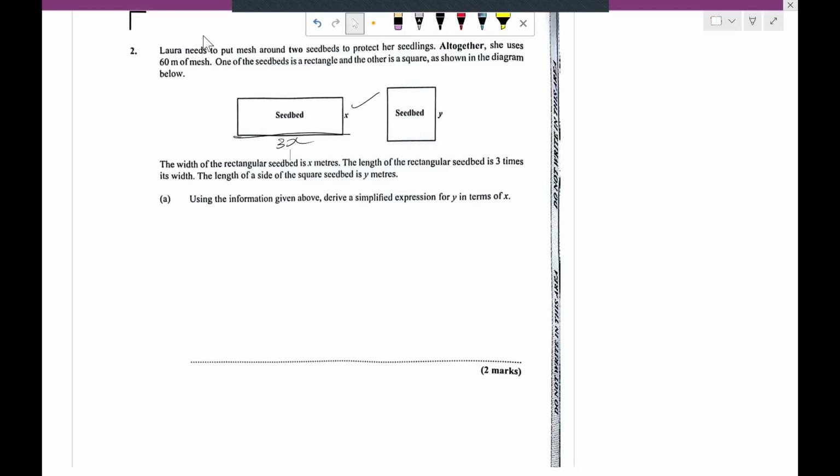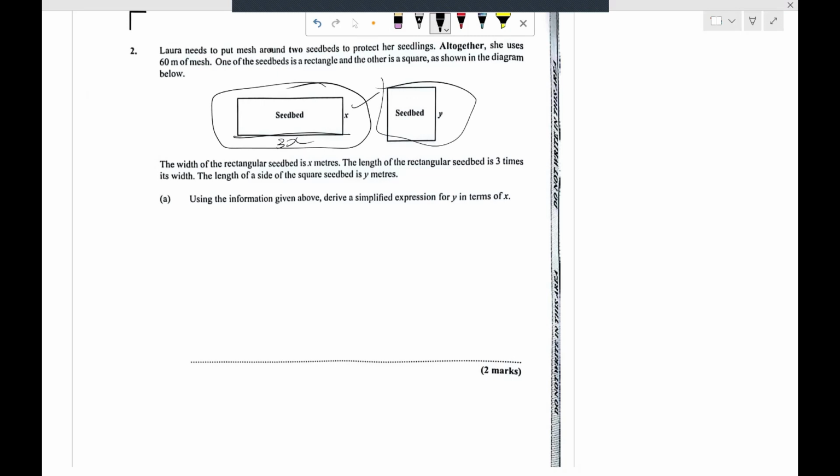So how are we going to do that? They said she put mesh around the 2 of them, around this seedbed and this one, and the total of the mesh for the 2 of them is equal to 60. So if I total the perimeter of the rectangle and the square, I'm supposed to get 60. That is your expression. You just have to simplify it. So let's do the long, nice way. The perimeter of the rectangle will be 3x plus 3x plus x plus x.